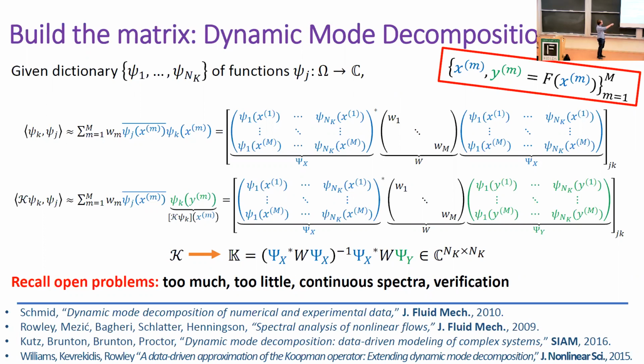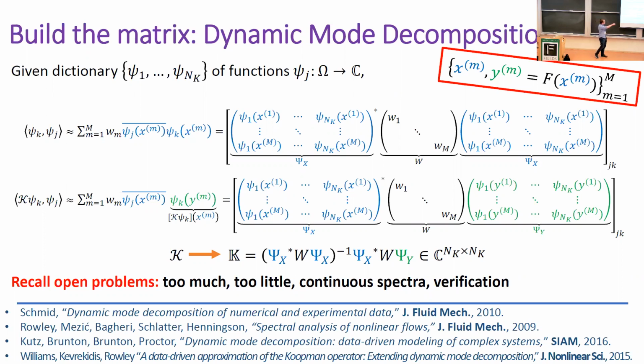Okay, so we start off with a dictionary of functions, psi 1 up to psi N, on the state space. And we're going to try and approximate these two types of inner products. The first is just the inner products amongst the basis functions themselves. The second involves the Koopman operator acting on one of these basis functions. Now remember, all we have access to is data like this: x in blue, y in green, one time step forward. So we're going to treat those x points as quadrature points for this integral with weights w1 up to wM. So you approximate this inner product via this quadrature rule.